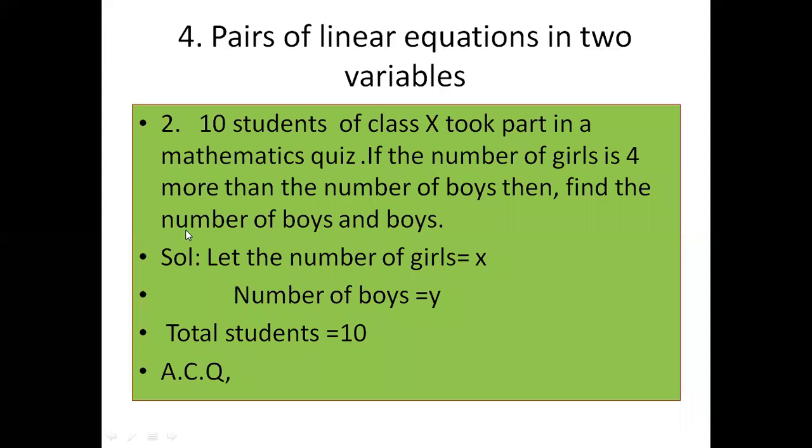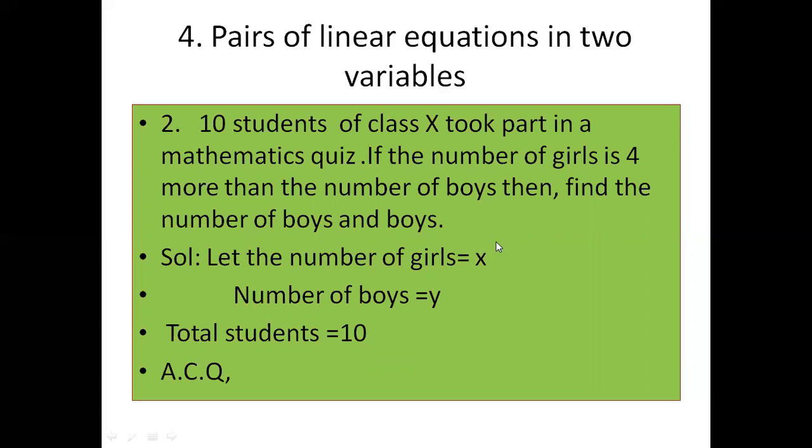Now the second question. 10 students of class 10 took part in a mathematics quiz. If the number of girls is 4 more than the number of boys, find the number of boys and girls. So we assume the number of girls as x and the number of boys as y. Total students are given as 10. So according to the question, the number of girls plus the number of boys is 10.